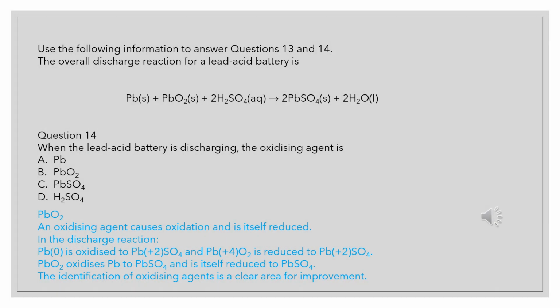The oxidizing agent gains electrons. Pb is a metal, and metal always loses electrons. So, Pb doesn't gain electrons, and A is eliminated. When the lead-acid battery is discharged, PbO2 gains electrons to produce PbSO4, so B is correct. Please note that H2SO4 doesn't act as an oxidizing or reducing agent, it just provides SO4 ions.